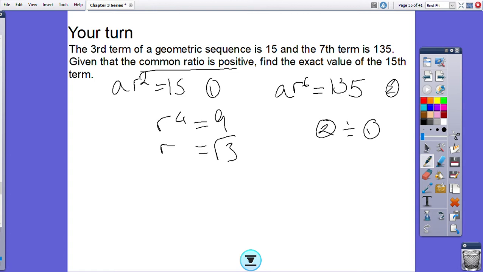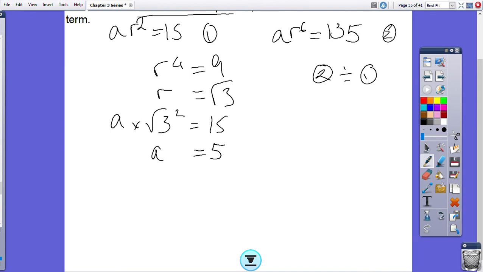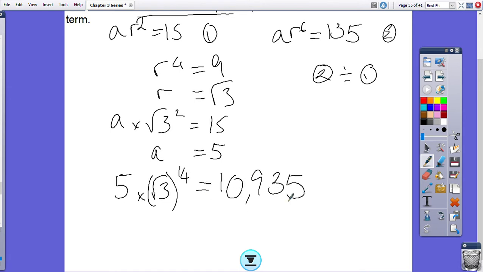Okay, and now we have to find a. So let's use number 1 again. So we've got a times root 3 squared equal to 15. Root 3 squared is 3. So a is going to be 15 divided by 3, which is 5. Then if we want to find the 15th term, we need ar to the n minus 1. So we need 5 times root 3 to the 14, which is 10,935. Okay, give yourself a big tick if you got that one right.